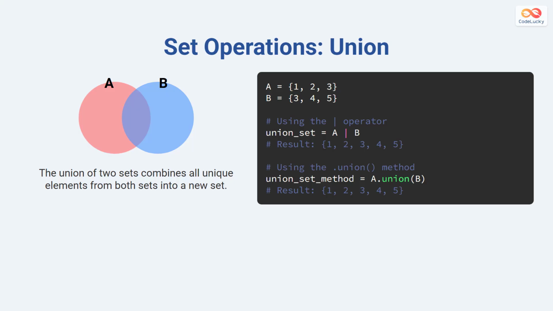Now for the fun part, mathematical operations. A union combines two sets, creating a new set that contains all the unique elements from both. You can perform a union using either the vertical bar operator or the union method. For example, the union of a set with 1 and 2 and a set with 2 and 3 will result in a new set containing 1, 2, and 3.